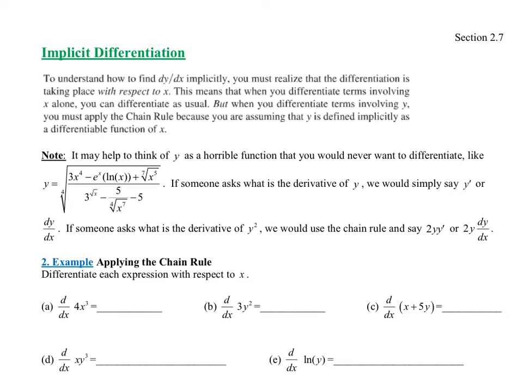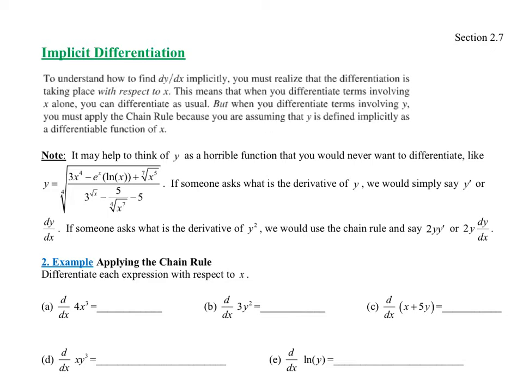So it says, note, it may help to think of y as a horrible function that you would never want to differentiate, like y equals the fourth root of 3x to the fourth minus e to the x times the natural log of x plus the seventh root of x to the fifth, all over 3 square root of x minus 5 over the fourth root of x to the seventh minus 5. Wow, that's ridiculous. I typed up the most ridiculous thing I can see there.